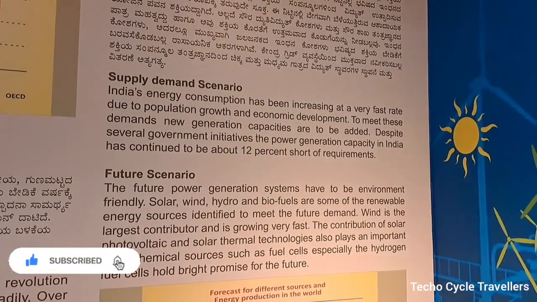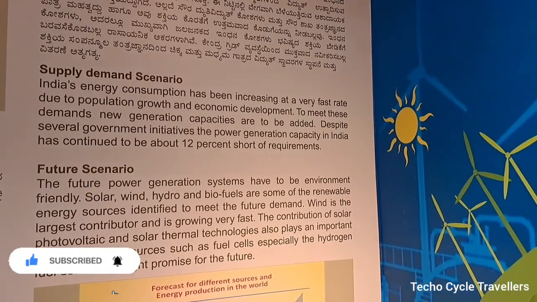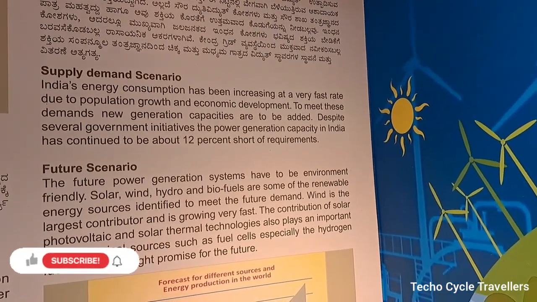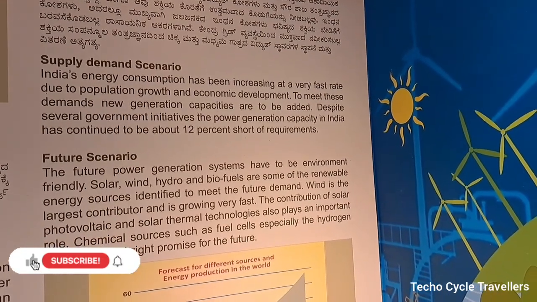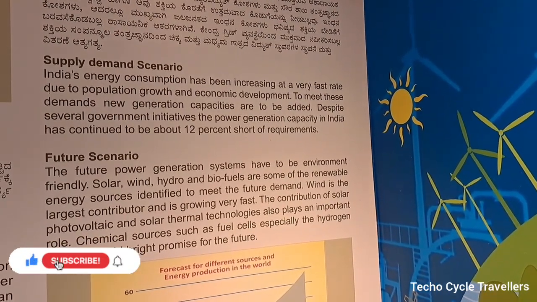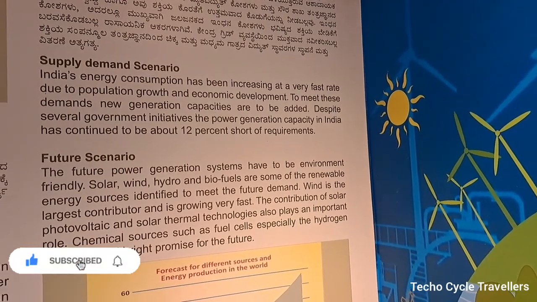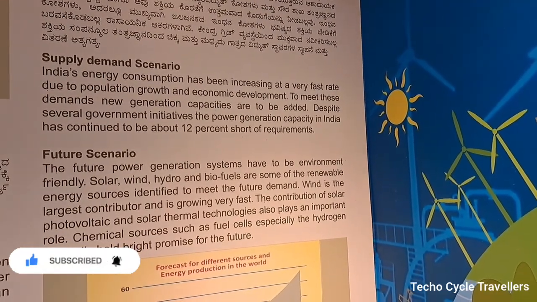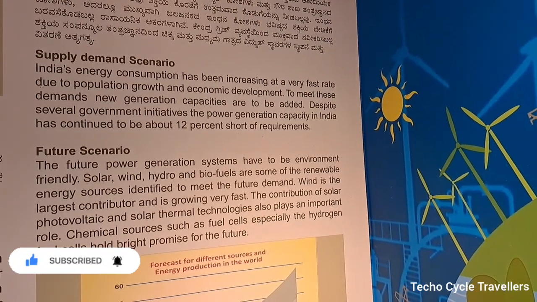Supply demand scenario. India's energy consumption has been increasing at a very fast rate due to population growth and economic development. To meet these demands, new generation capacities are to be added. Despite several government initiatives, the power generation capacity in India has continued to be about 12% short of requirements.